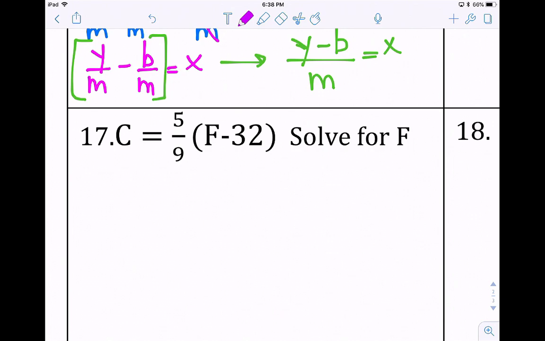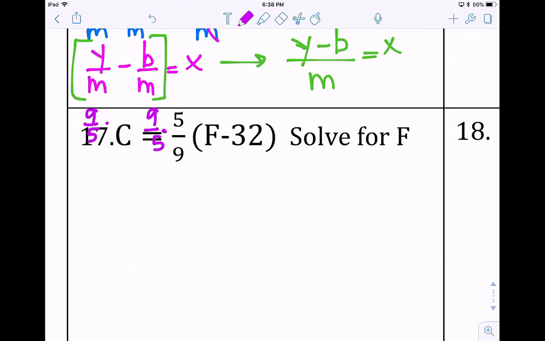So instead, remember that we can multiply by the reciprocal. A reciprocal is just a fraction flipped over. So in this case, that would be 9/5. So it's kind of in the way, but we're going to multiply by 9/5 on that side. So we would do the same on the other side.